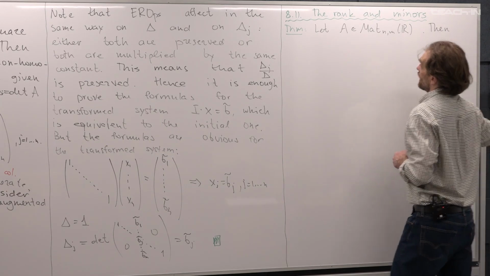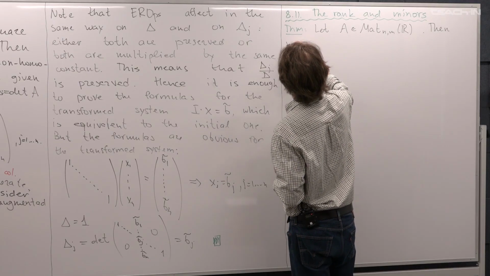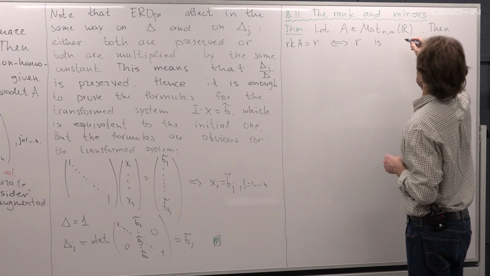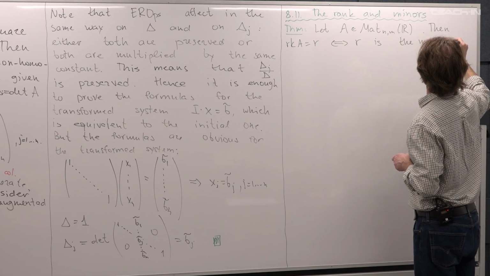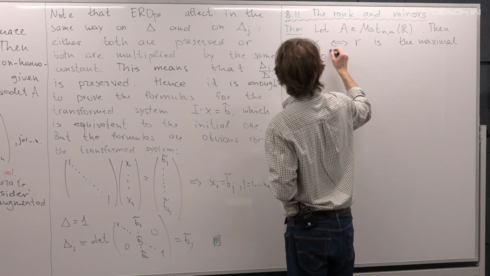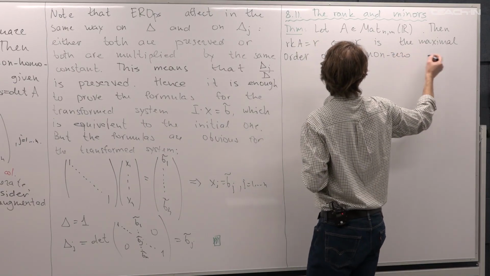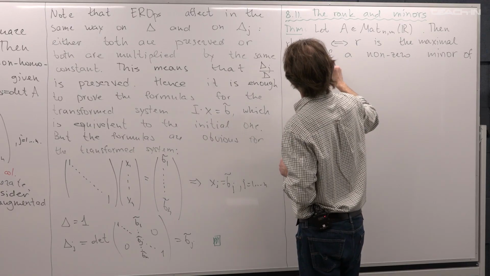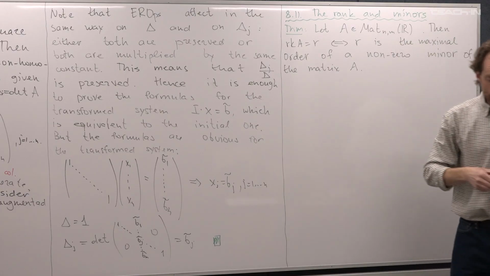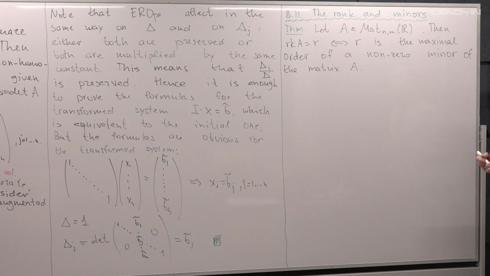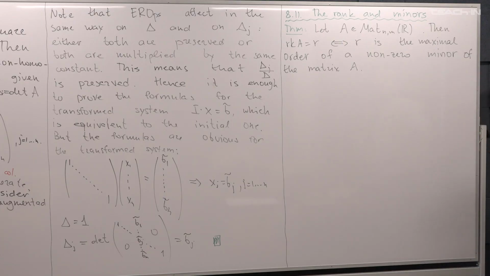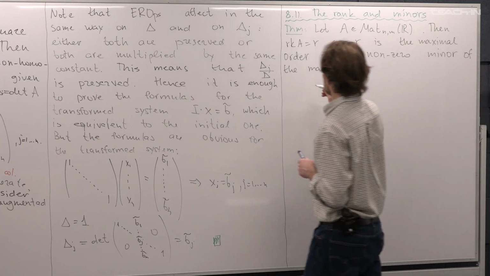Then the rank of A equals R if and only if R is the maximal order of a non-zero minor of the matrix A. So we need to prove that if the matrix A has the rank R, then there exists an R by R non-zero minor, and we need to prove that this is the largest size, or the largest order, of a non-zero minor of this matrix.